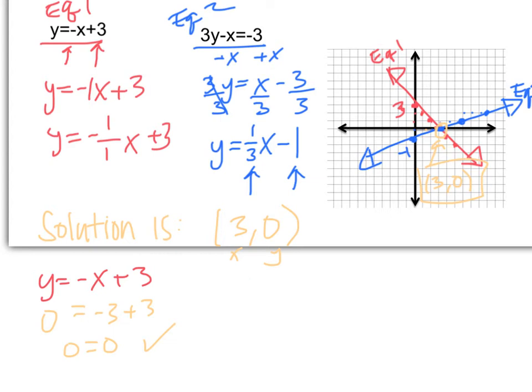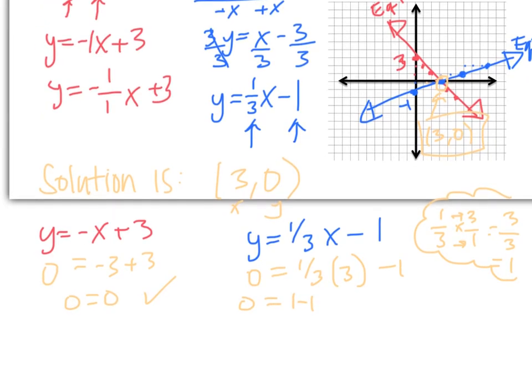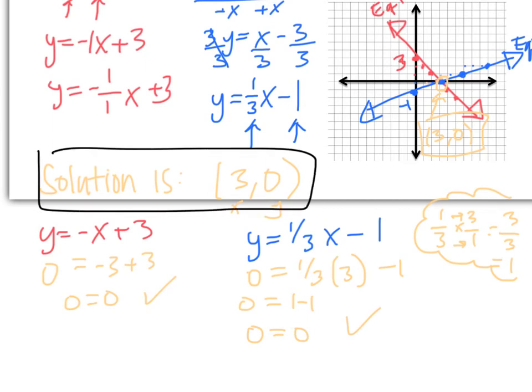Let's check it over here. y equals 1 over 3x minus 1. Again, 0 equals 1 over 3 times 3 minus 1. Let's do 1 over 3 times 3 over here. You multiply across, so you get 1 times 3 is 3, 3 times 1 is 3, which is also the same thing as 1. So you get 0 equals 1 minus 1, or 0 equals 0, which is also correct. So again, we were correct the first time. The solution is 3 comma 0.